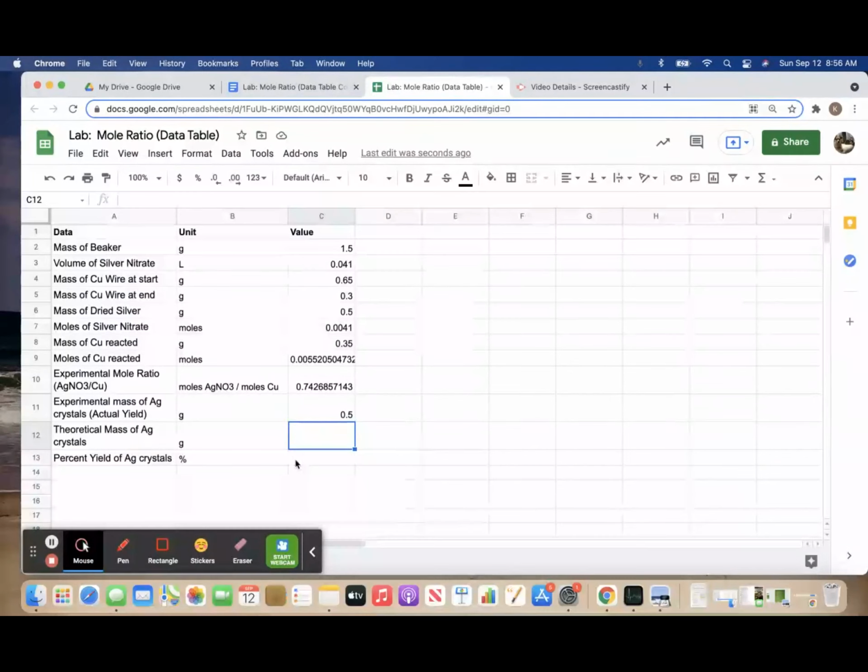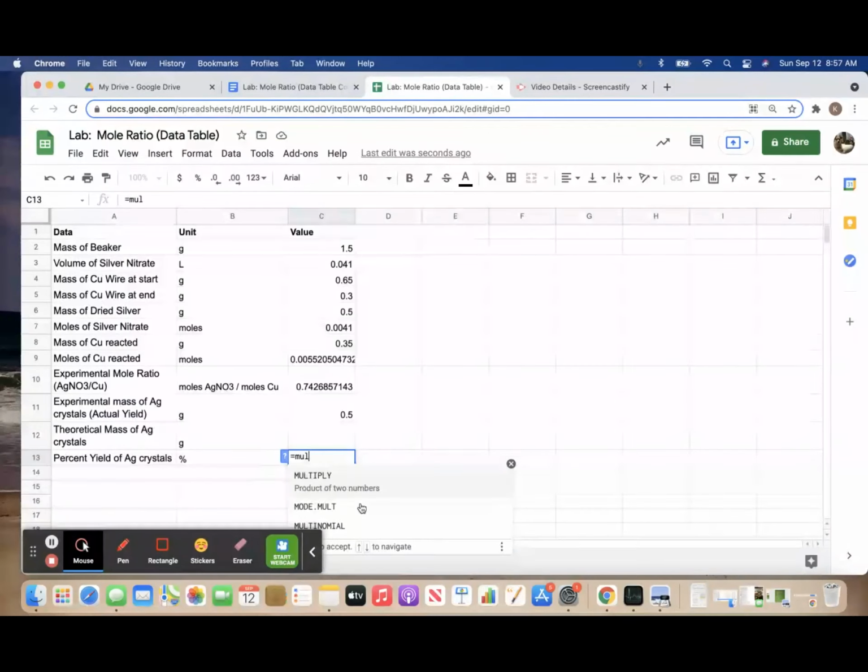What we are going to do is enter the percent yield. Now, we're going to have an error here, and I'm going to explain why that is in just a minute, but you might as well just put it in here, because we can enter that command. So percent yield is going to be the experimental mass, which is C11, over the theoretical mass, which is C12, times 100%. So the way you write that in Excel is you'll write equals and then multiply.